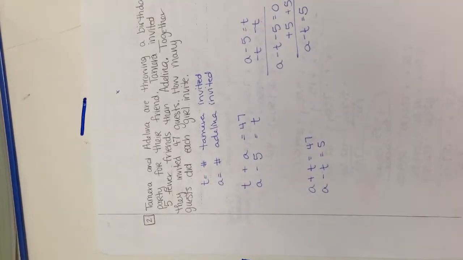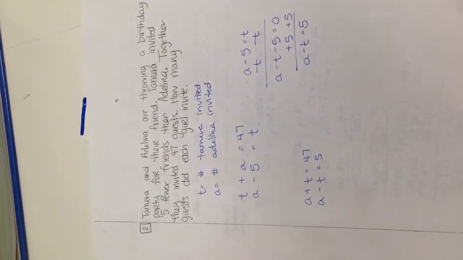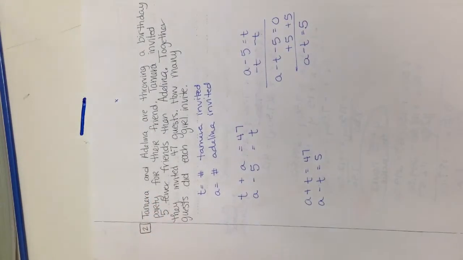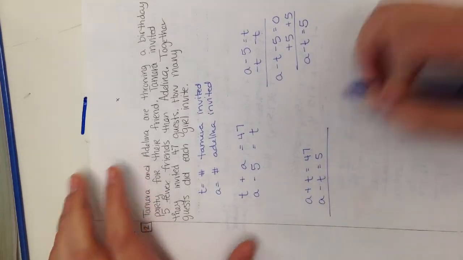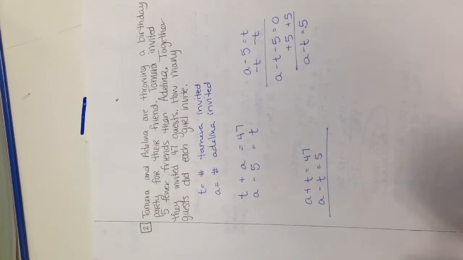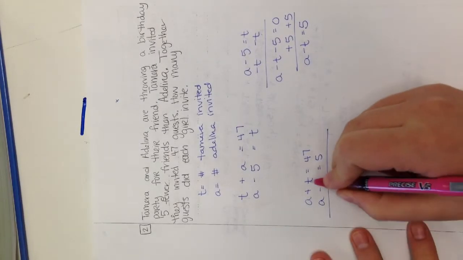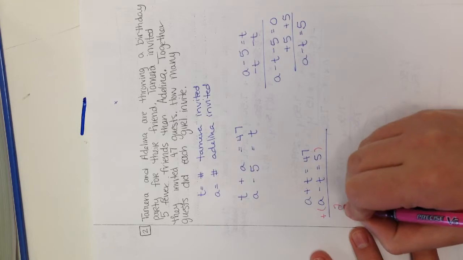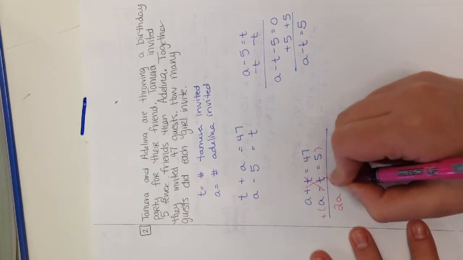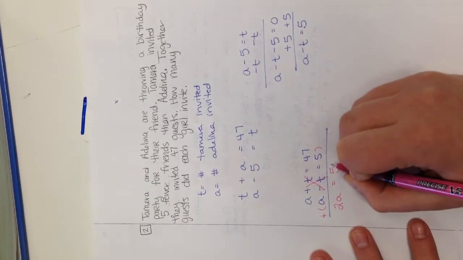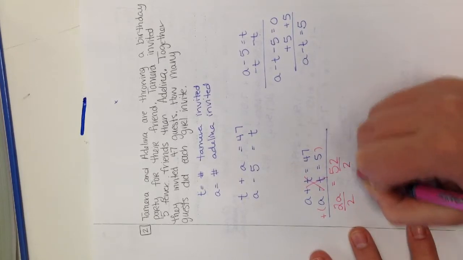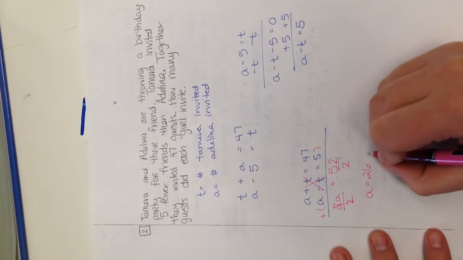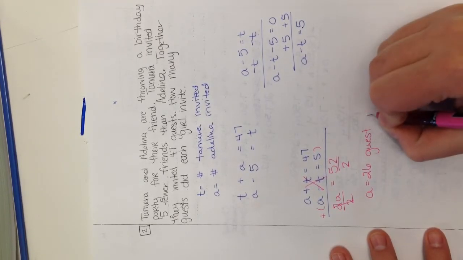Now, there's a lot of different ways that you could have set up your systems of equations. As long as you're getting something similar to this, it's okay. So now I have these lined up. I'm going to go with these ones since they're opposite, and I'm going to add since they're opposite. So I have 2A, these cancel, equals 52. Divide by 2, A equals 26. So Adelina invited 26 guests.